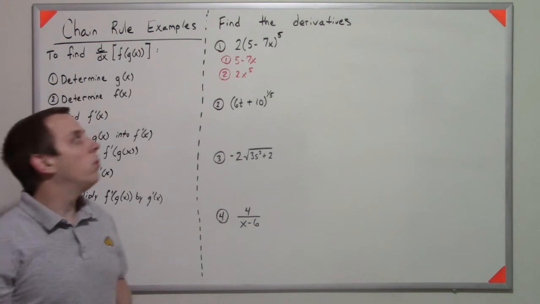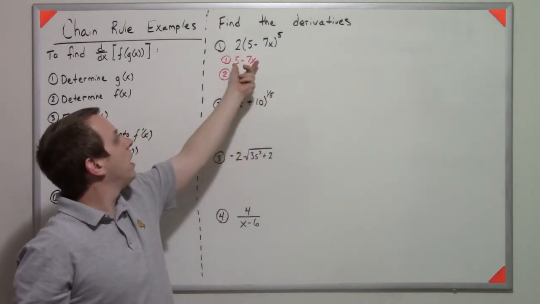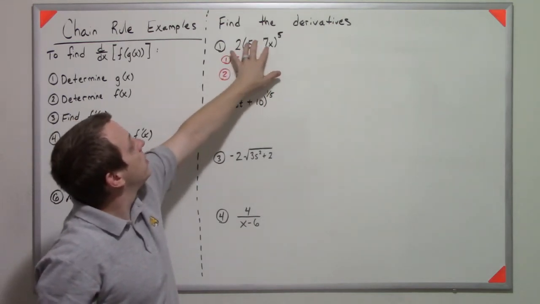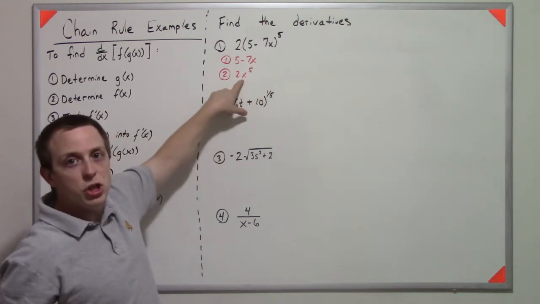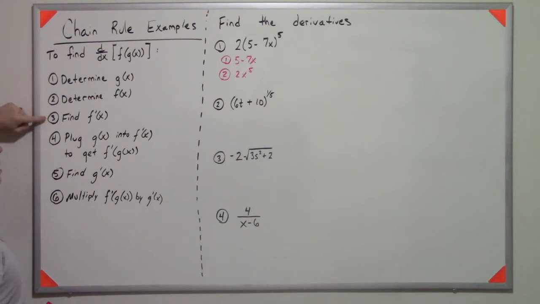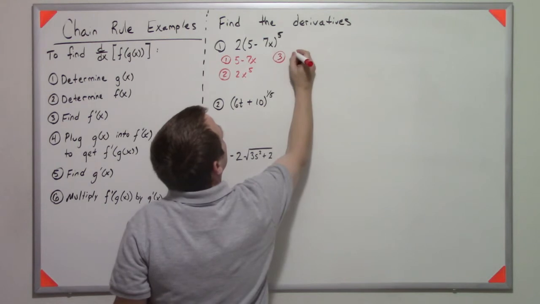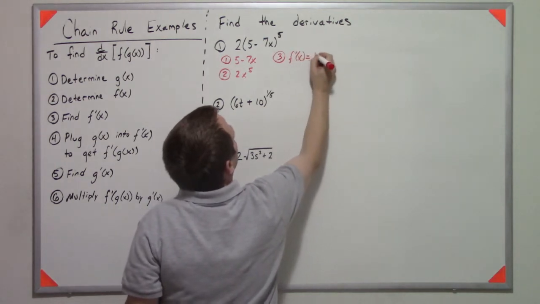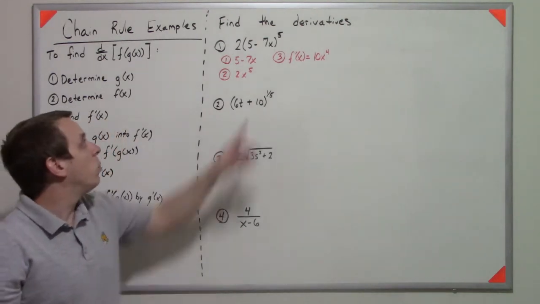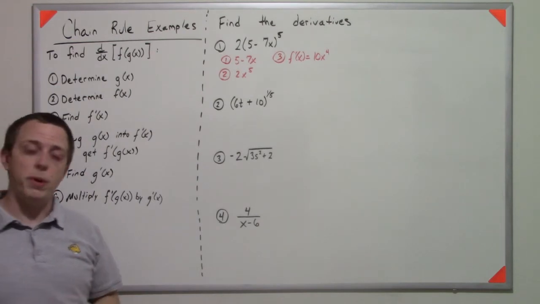So if I look at that, what I'm really saying is this is just some sort of blob here, that's 5 minus 7x. And the inside piece, I replace with just an x. So now that I have those 2 pieces, I have to find f prime of x. And that's 10x to the 4th because I bring the power down and then I subtract 1 from the power. Right? That's the general power rule.